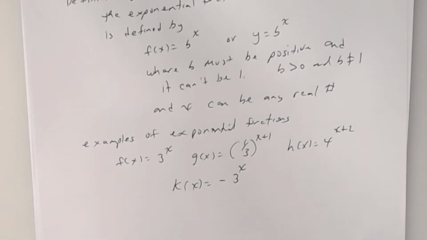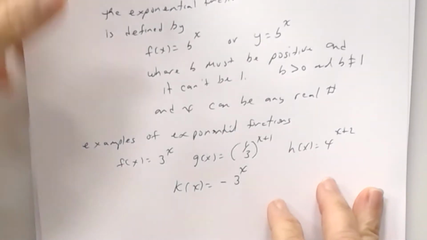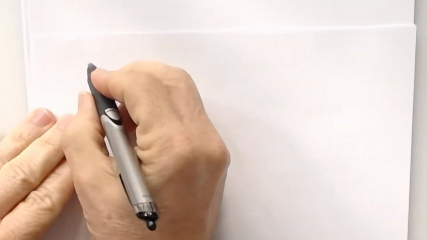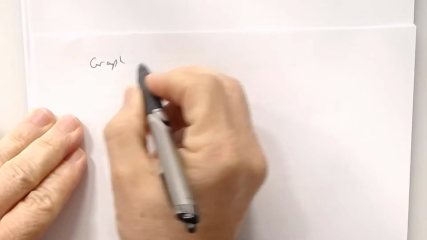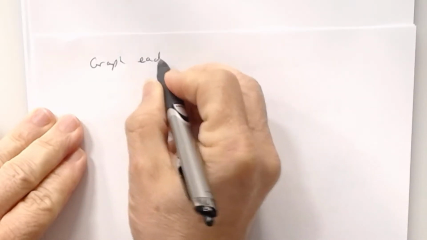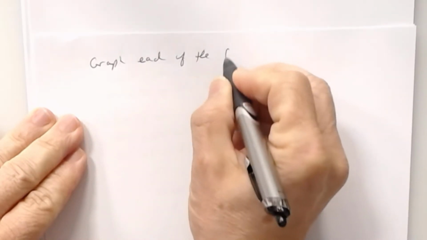All right, so on the big grid paper, and I want you to use the big because we're going to graph 3 things on it. So the first thing I want you to do is to write this down. So we're going to graph each of the following.